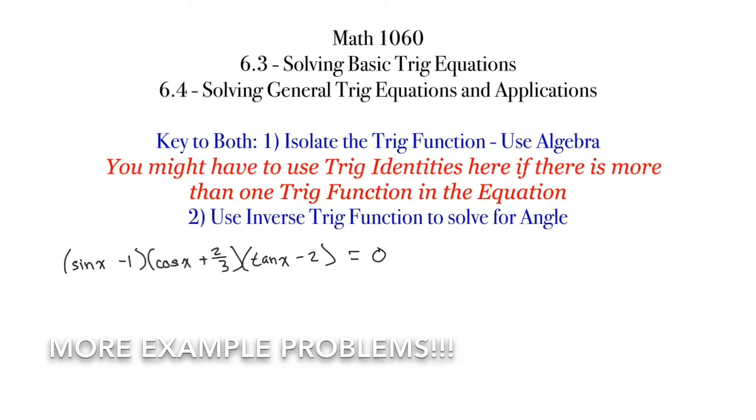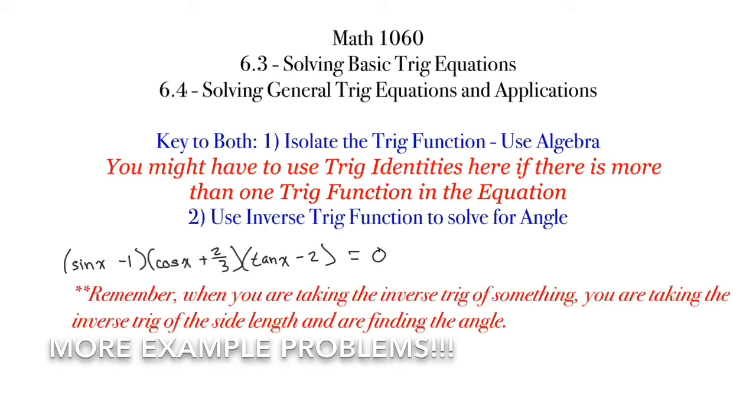And then the second step is, once we get it down to factored form or to one trig function, we can use the inverse trig to solve for the angle. So remember, when you're using inverse trig, you are finding the angle and you're taking the inverse trig of a length. Just to reiterate, when you take the inverse trig of something, you are taking the inverse trig of the side length and you are finding the angle.